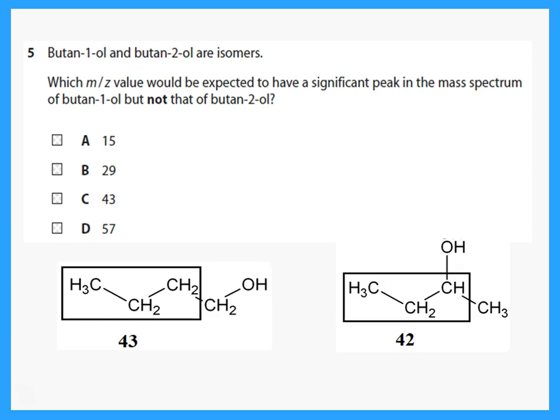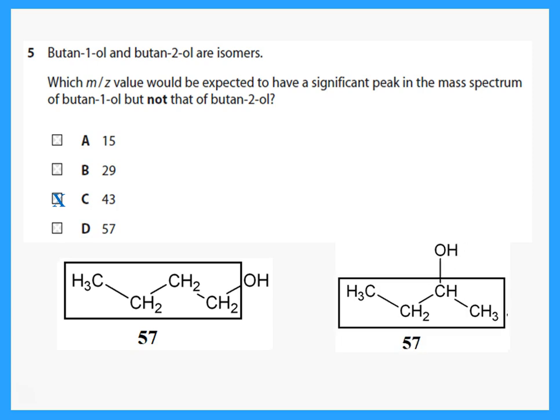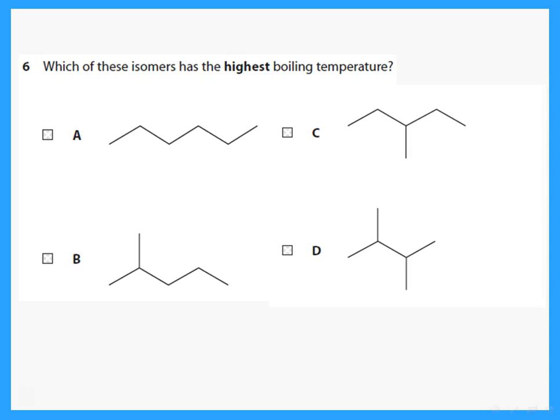But for butan-2-ol, I cannot possibly have a fragment that is 43. So the one that would be present in butan-1-ol and not butan-2-ol is the peak at 43. 57 would be if I take the four carbons with their hydrogens. This would also apply to the same fragment in butan-2-ol. So the only one that is in one and not the other is the peak at 43.